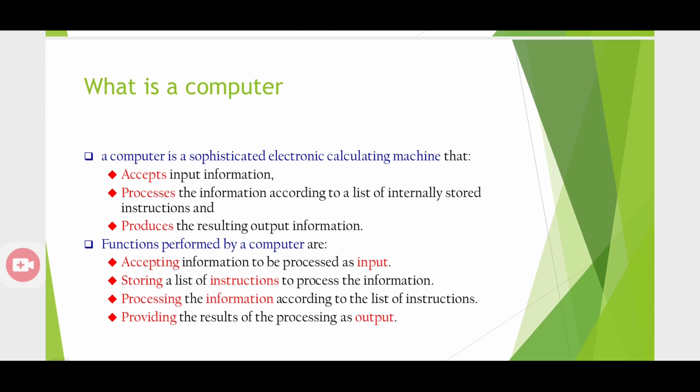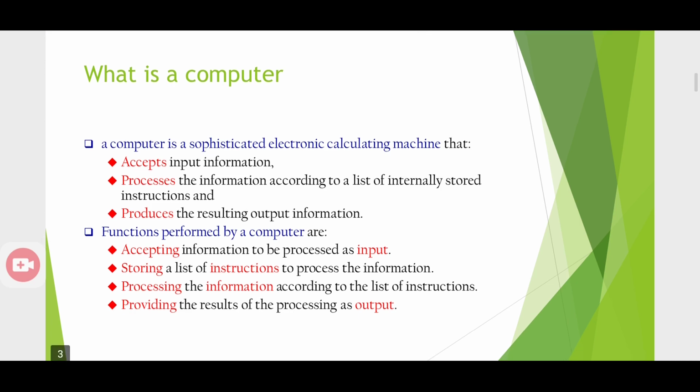We have already discussed what a computer is. Actually, it is an electronic machine that is used for some computation or calculation. It accepts some input information and processes the information according to a list of internally stored instructions, and it produces the resulting output information. That is the main functionality of a computer. It accepts some inputs, processes those inputs, and produces some outputs.